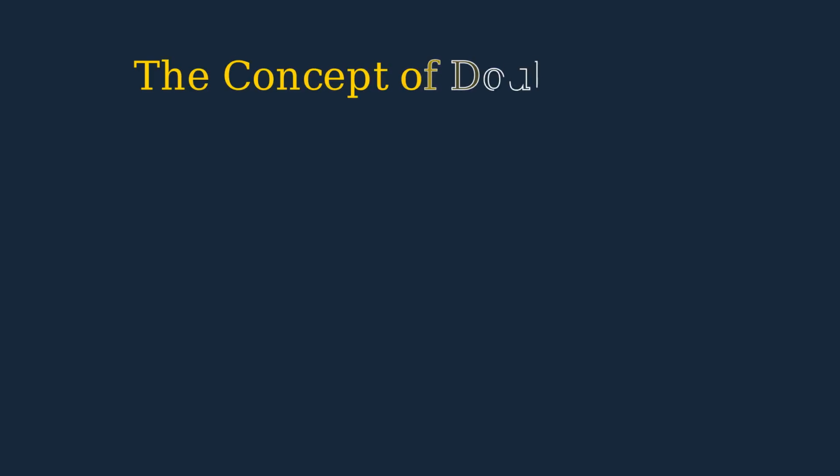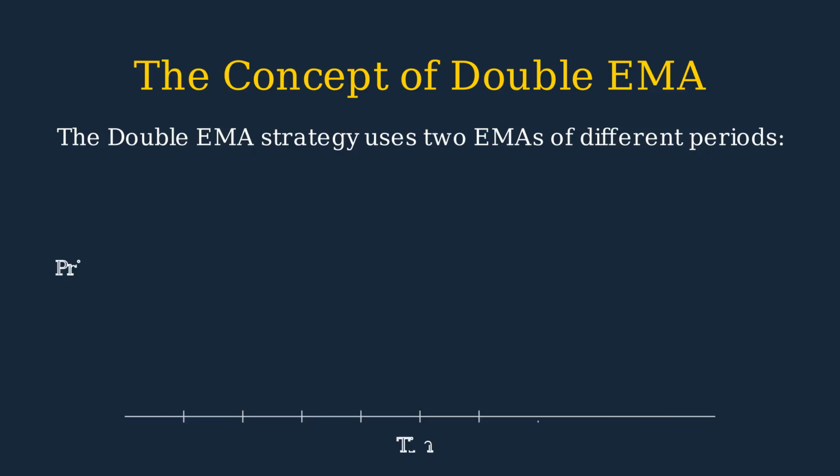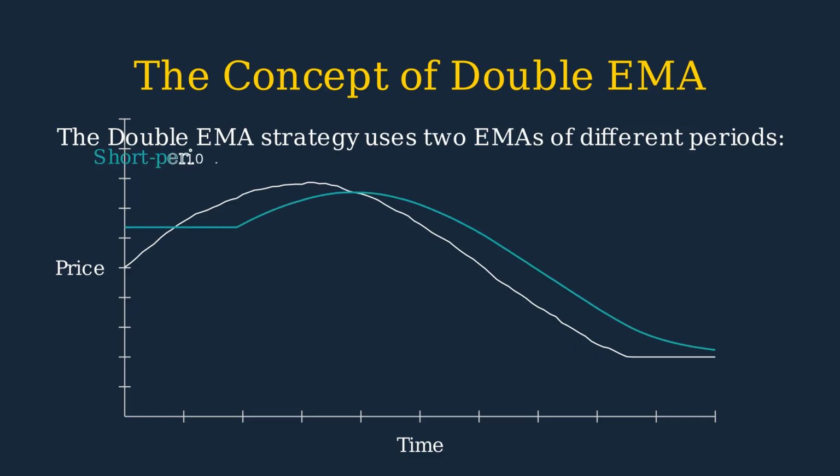Now let's understand the concept of double EMA strategy. The double EMA strategy typically involves using two exponential moving averages with different periods. We have a shorter period EMA, which reacts more quickly to price changes, and a longer period EMA, which responds more slowly and smooths out market noise.